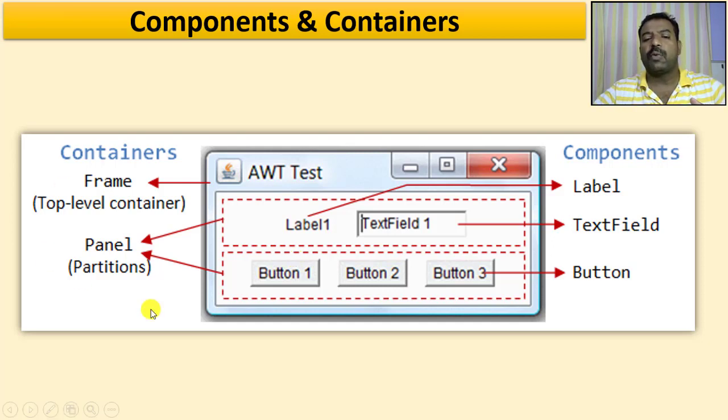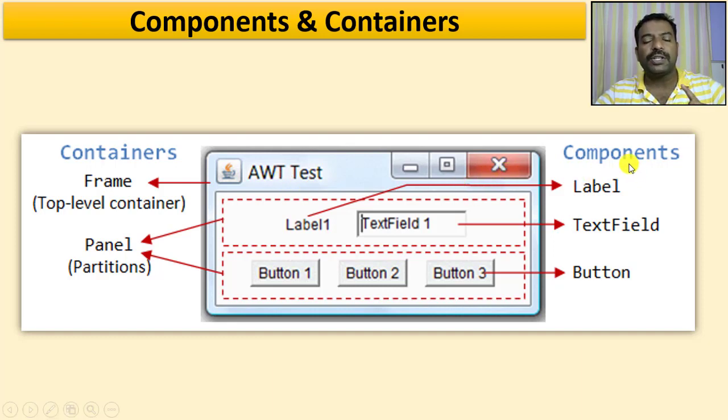And that is what I'm going to have: 3 buttons as 3 components, a label as the 4th component, the text field as the 5th component, and these 5 components have been put inside this window. Now this window becomes a container for me. And so whenever you talk about any graphical user interface window, you will be finding 2 types of components.